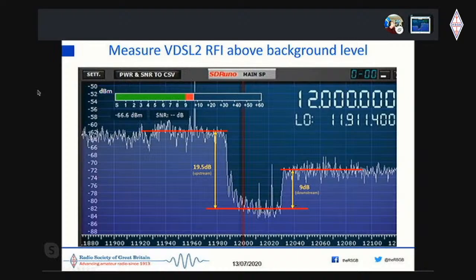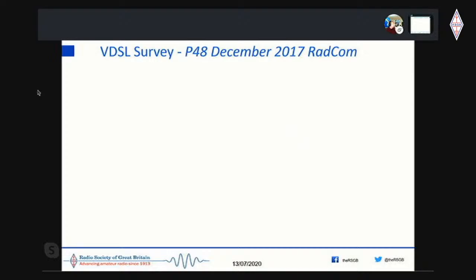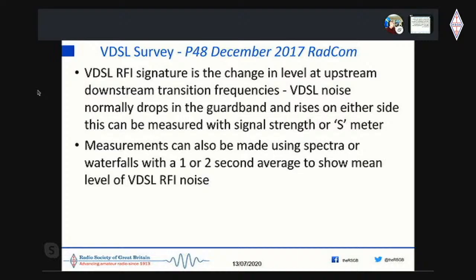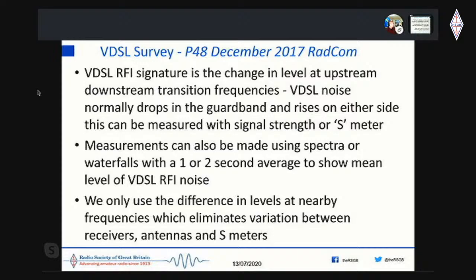Now, we exploited this and we did a survey back in December 2017. The results were in RADCOM, and many of you helped with that. Thank you very much. What we did was use just the change in level between the VDSL bands, asked people to take a reading on their S meters, and then report the level to us. We calculated the step sizes and we did ask them to try and avoid real signals in the area, but it gave us a good idea of the distribution of the levels of interference. Because we were only using the difference in levels at frequencies 50 kilohertz apart, any variations between receivers, antennas, and S meters with frequency were not important because we were only looking at the step size.